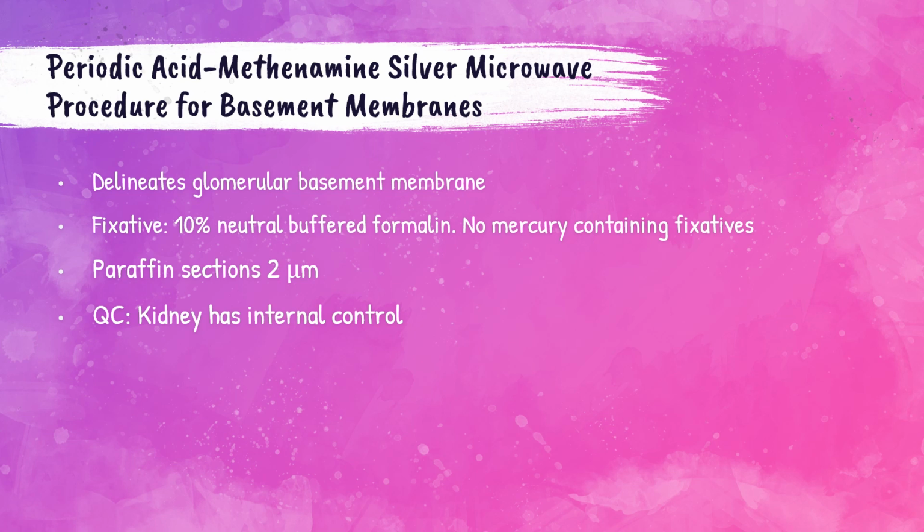In this staining technique, methenamine silver oxidizes the carbohydrates present in the tissue to aldehydes, and this causes a reduction showing visible metallic silver. The toning in this procedure is done with gold chloride, and unreduced silver is removed with sodium thiosulfate. Paraffin sections need to be cut at 2 microns in thickness and fixed in 10% neutral buffered formalin. No mercury-containing fixative should be used for this staining procedure. If staining kidney tissue, this has an internal control, but no other control slide is necessary for this particular staining technique.